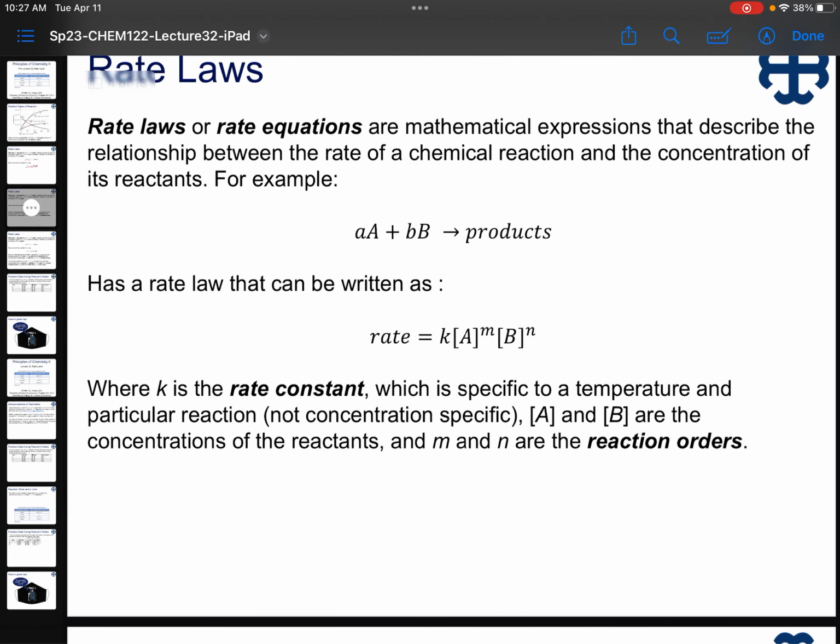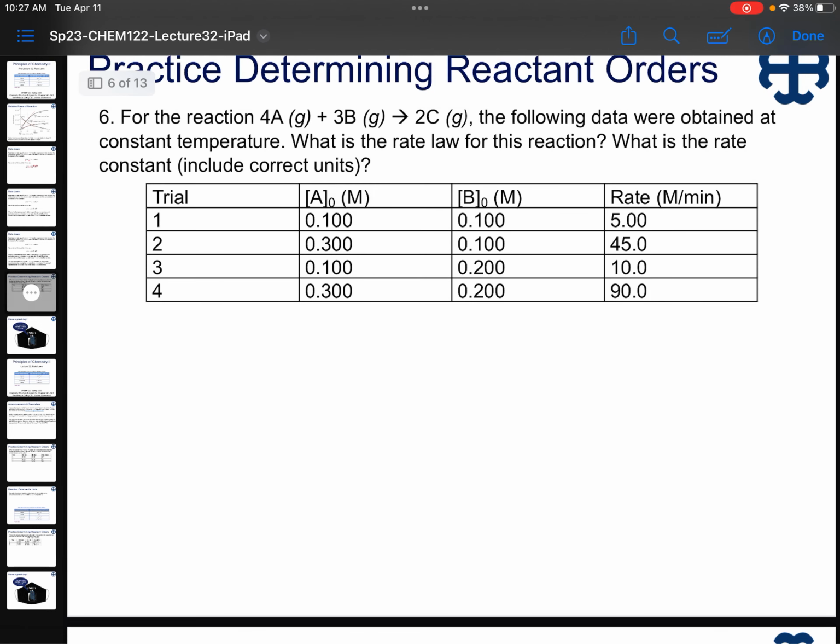Okay? And so if we were to experimentally determine a reaction order, then we would want to be given something like this, where we have a set of data, and say for some generic reaction where we have 4A plus 3B going to 2C, we collect this data at a constant temperature, and I ask you what is the rate law for the reaction and what is the rate constant, and make sure you include the correct units there. So what I would recommend doing first is always writing out just a generic rate law for your reaction.